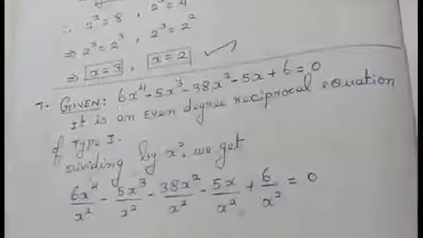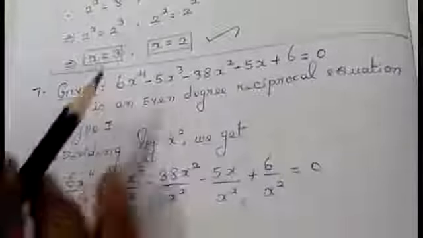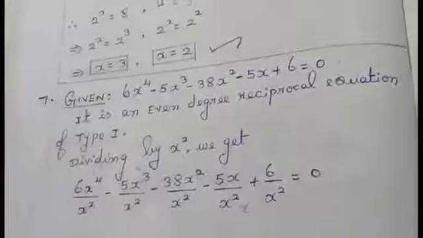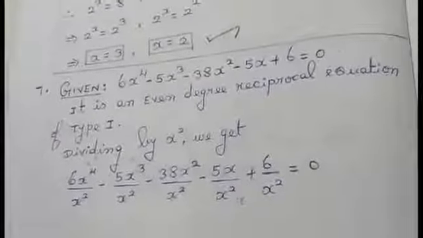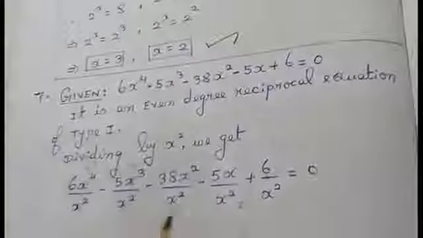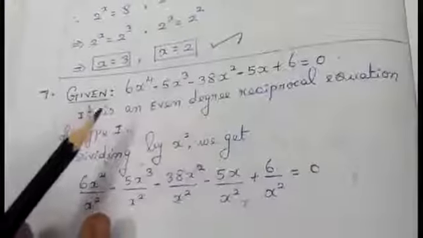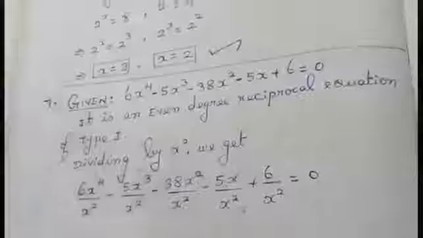If you see the seventh sum, what is the question given here? Solve the equation 6x to the power 4, and so on. They have given you this equation, that is a degree 4 equation. It is known that 1 by 3 is a solution. Degree 4 equation means I will be getting 4 answers. In that, 1 by 3 is a solution. Now, the remaining 3 answers I am going to find out.